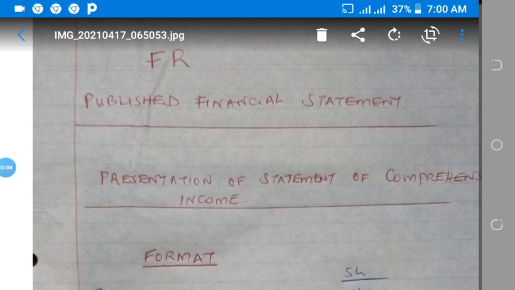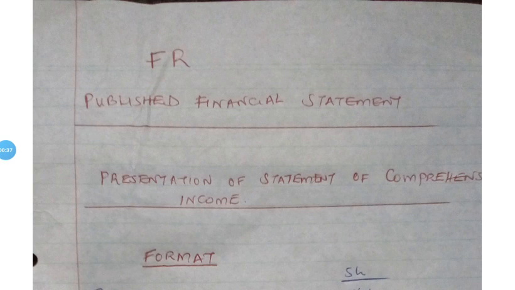Today I would like us to learn how to prepare the published financial statement. So we shall learn the presentation of the statement of comprehensive income and also the presentation of the statement of financial position, that is the balance sheet. So this is a topic in our financial reporting syllabus, that is the published financial statement.